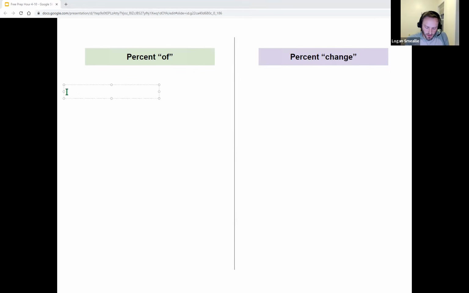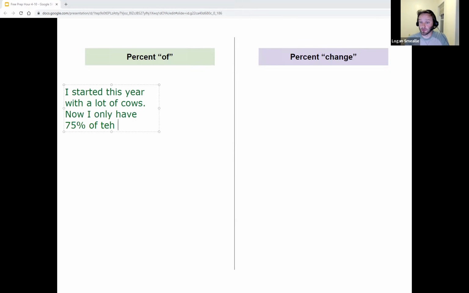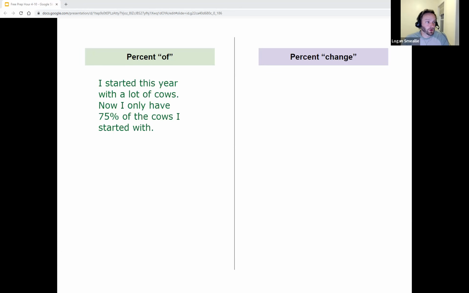Okay, what if I said on the left, I started this year with a lot of cows. Now I only have 75% of the cows I started with. You notice the literal use of the word of, 75% of the cows that I started with.